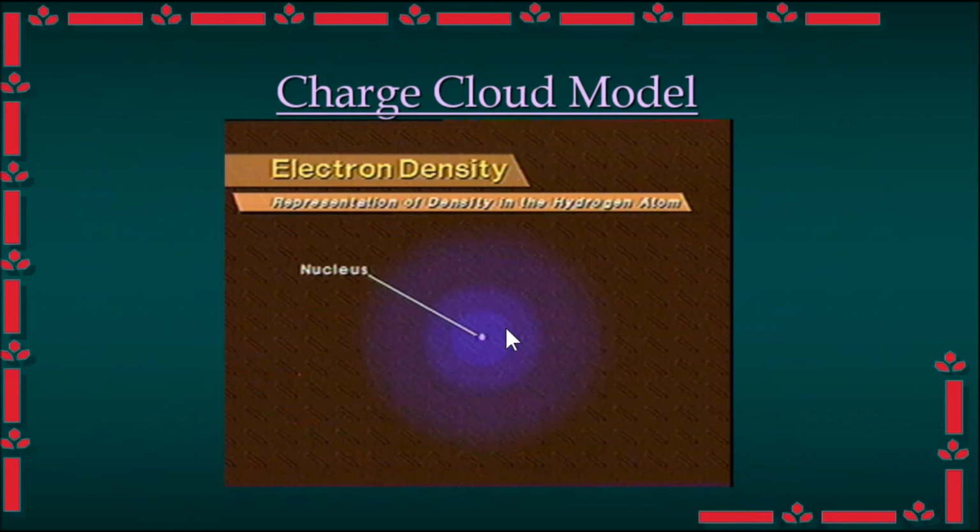The charge cloud model. Just imagine a pinpoint in the middle, and then around it, little dots. And the closer you are to that nucleus, the thicker the dots. The further you are, the less likely you're going to encounter those dots. The dots represent where the electrons are probably located, but we're not sure. So make most of the dots close to the nucleus, with them further and further away from the nucleus, and I think you've got the charge cloud model. All right, so we're done.